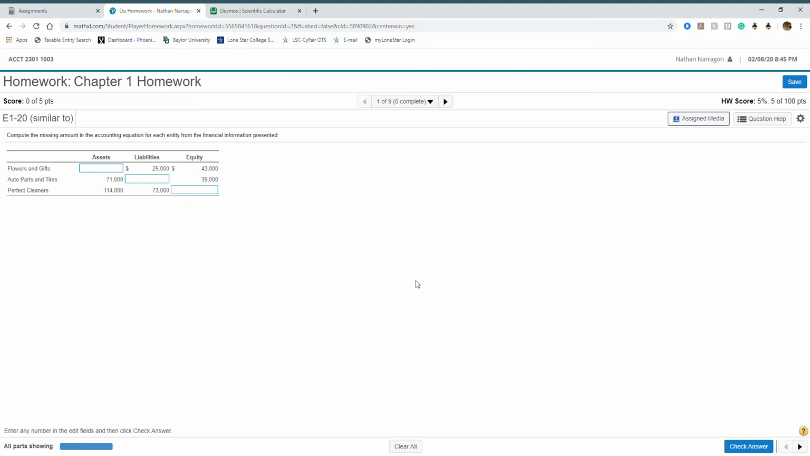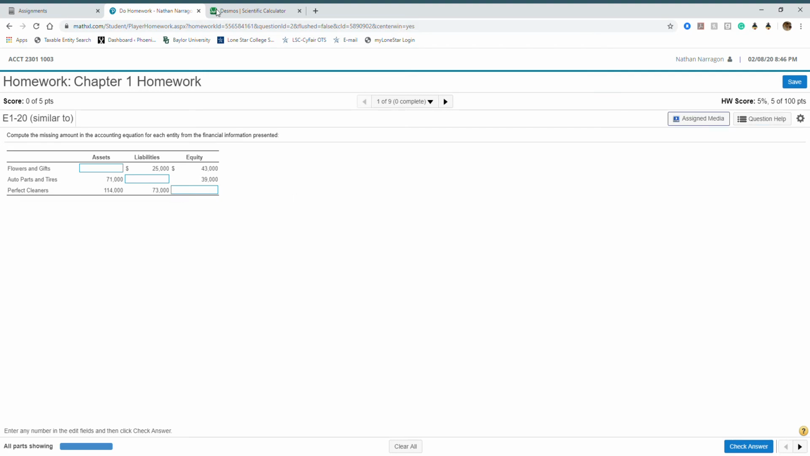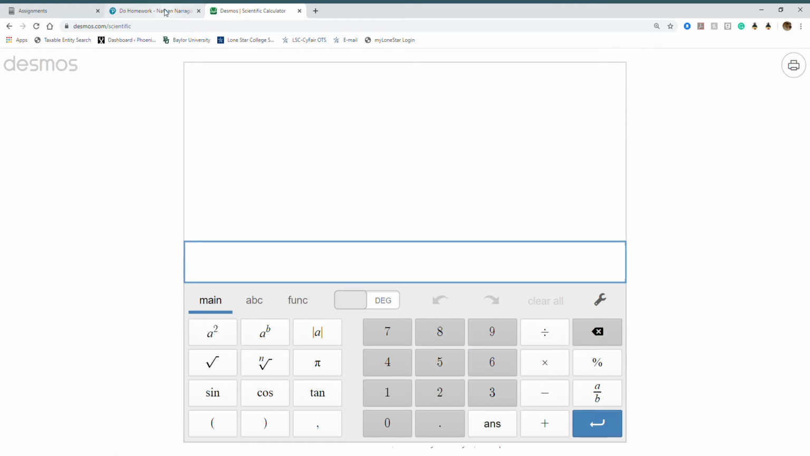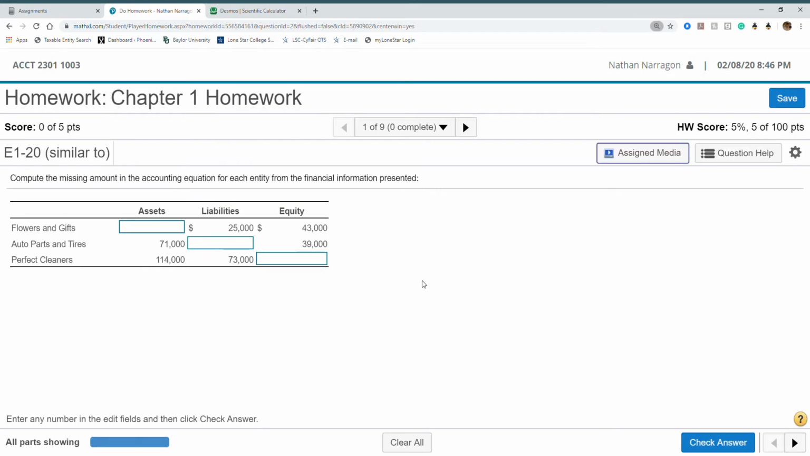So, this is Chapter 1. Not too bad. Here is the Pearson little layout. You have some assigned media right here. You have question help if you need it, e-text, help me solve this, calculator. So we actually have a nice little calculator right there. But I'm going to use this calculator. Nice, big, bold.